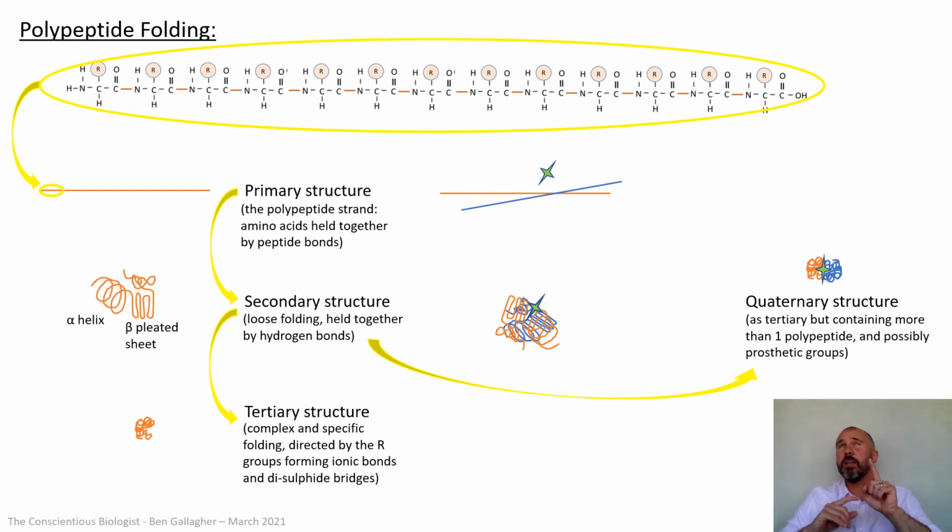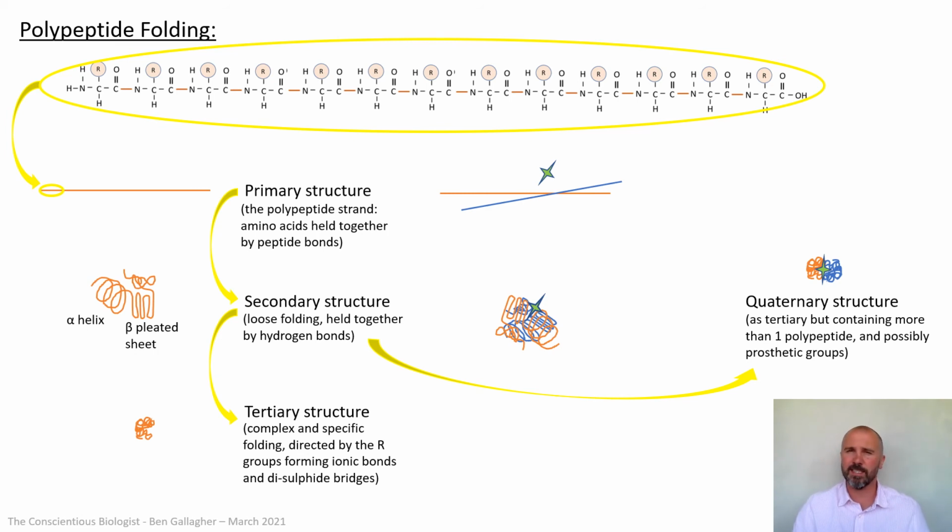But because there's more than one polypeptide and a prosthetic group in this, we call it a quaternary. So what I'm basically saying is you can go primary, secondary, tertiary, or you can go primary, secondary, quaternary. What you don't do is primary, secondary, tertiary, quaternary. It's primary, secondary, and then depending on how many polypeptides or whether it's prosthetic groups, that determines whether it moves on to a tertiary or a quaternary.